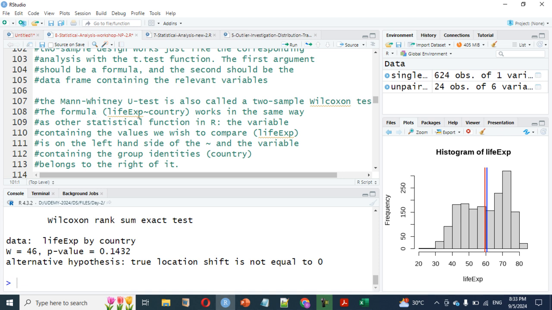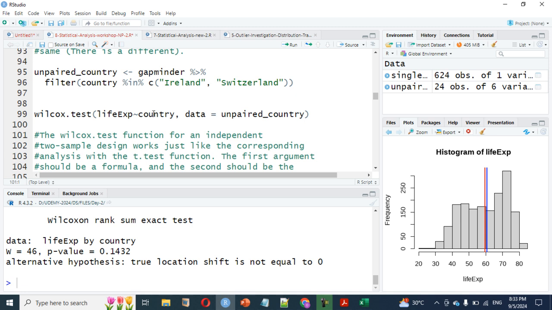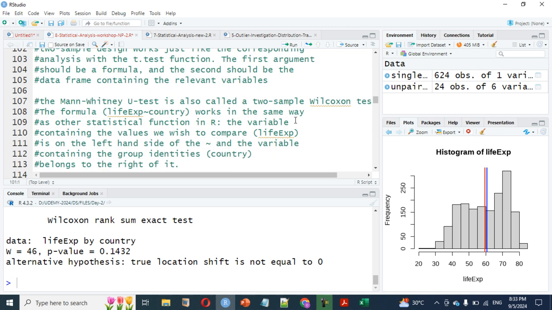The formula, life expectancy, that we supply here works in the same way as other statistical functions in R. The variable containing the value we wish to compare, which is this, is on the left hand side of this symbol here, and the variable containing the group identity, which is country, belongs on the right side. So that is what we just applied here.